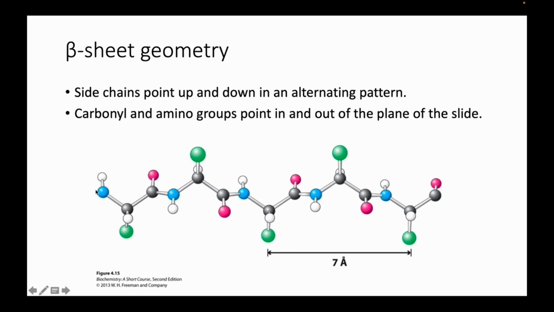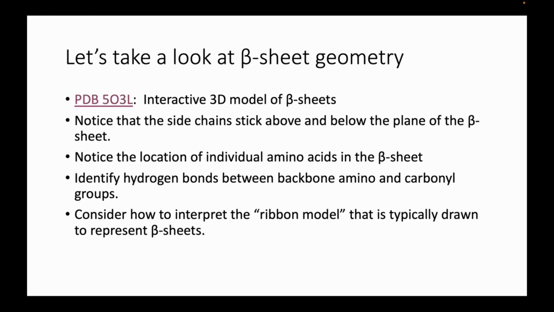So for example, this picture is flipped 90 degrees, where now our carbonyl and amino groups point in and out of the plane of the slide. So it's 90 degrees flipped from the last one. So the carbonyl points back, the amino points towards us. And now the R groups, we can see the first one points down, the next one points up, the next one points down, the next one points up. So there's this very specific geometry that lines up these amino acids so that the backbone amino and carbonyl groups can hydrogen bond. Let's take a closer look at that beta sheet geometry.